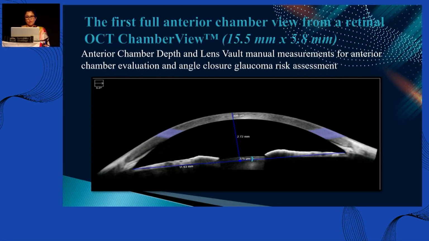As it gives a full anterior chamber view, we are able to assess the corneal thickness, anterior chamber depth, the lens vault, and angle-to-angle distance, which are important in guiding therapeutic decisions in angle closure.